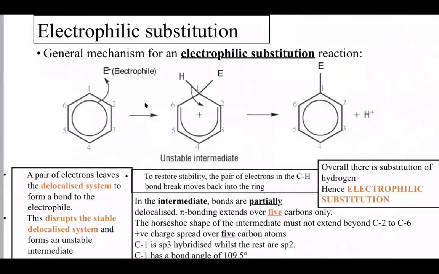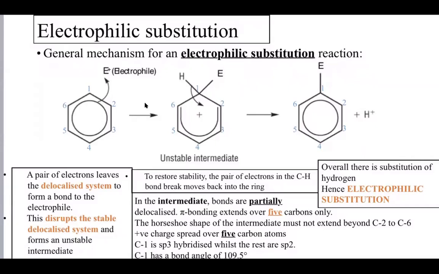Going back. Electrophile sits on carbon 1. To restore the delocalized system, the carbon-hydrogen bond has to break and donate its electrons to cancel out that positive effect. It's an intermediate only. And then the carbon-hydrogen bond breaks, and you release the hydrogen as H+. Some of the things that I want you to take note of, we have 4 minutes left.